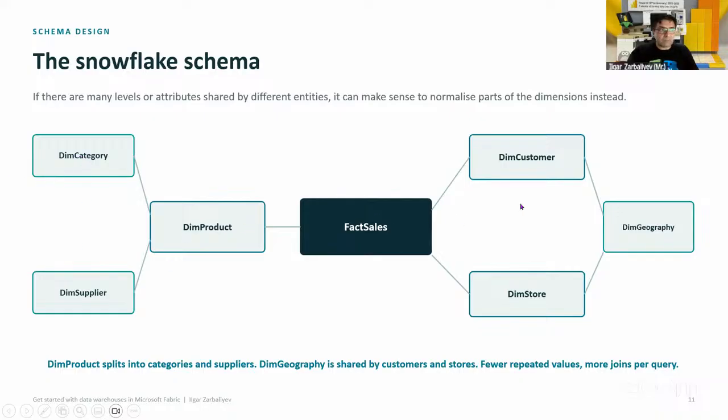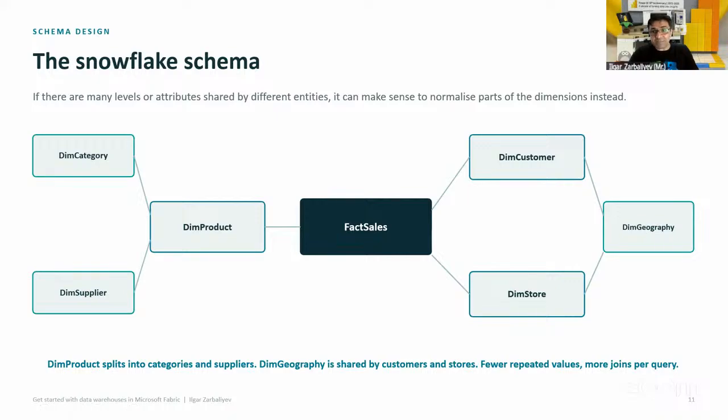On the right, a dim geography table, this one, contains information on where customers and stores are located. Dim store and dim customer: each row in dim customer and each row in dim store contains a key value pointing to the corresponding row in dim geography. That's the shared attribute case.